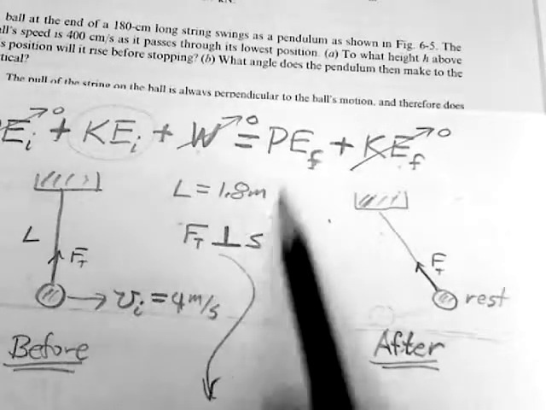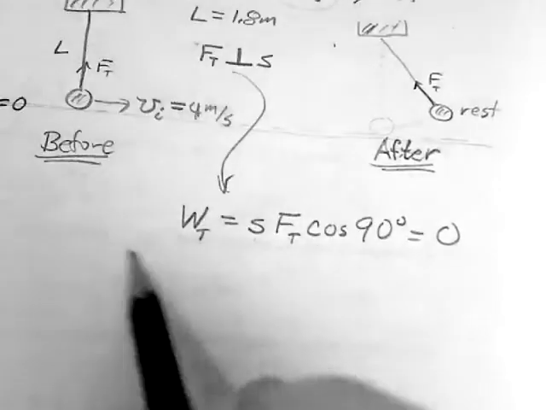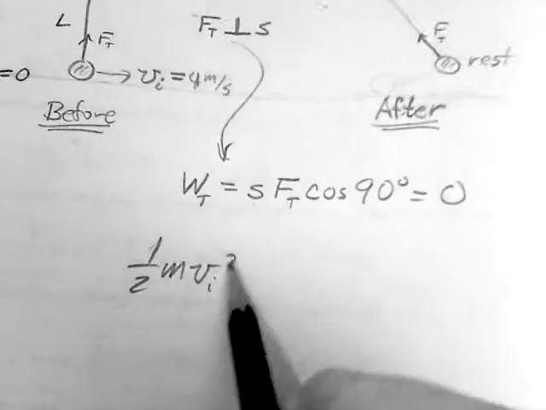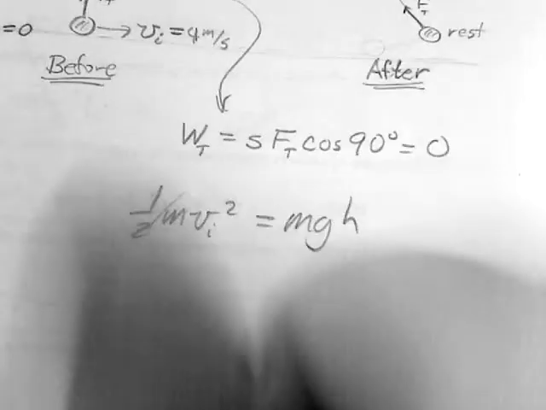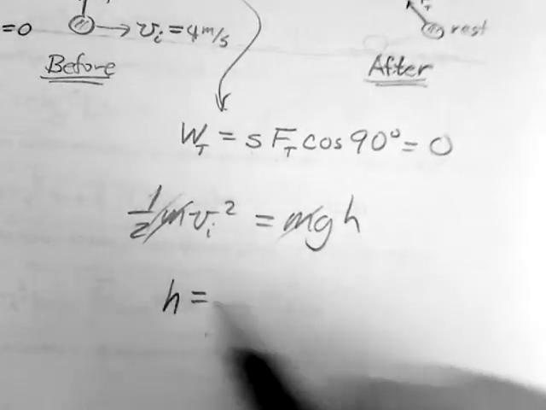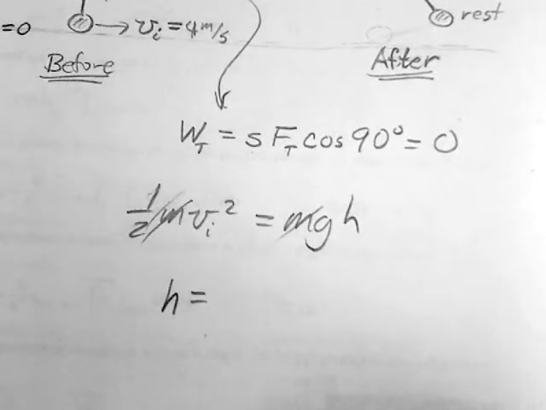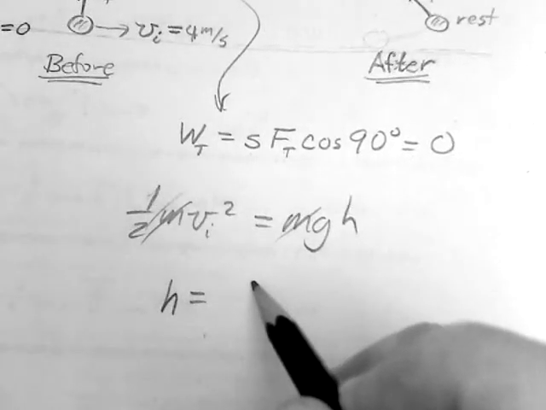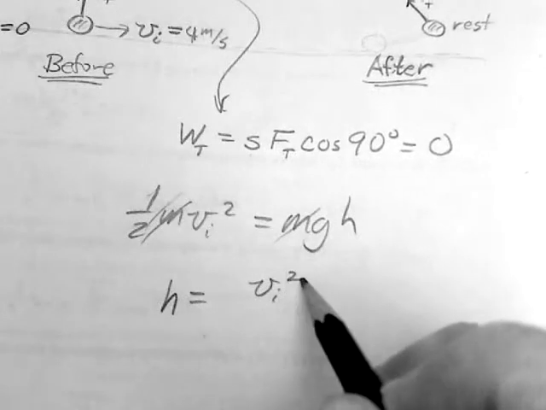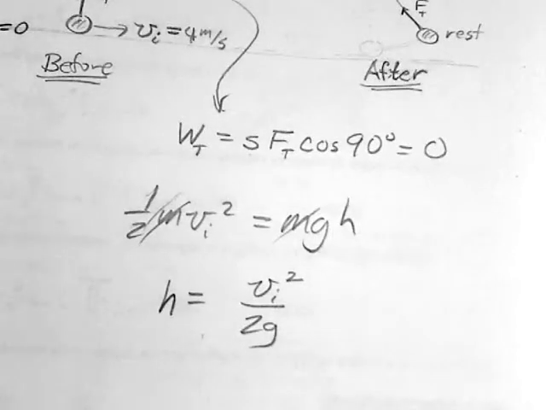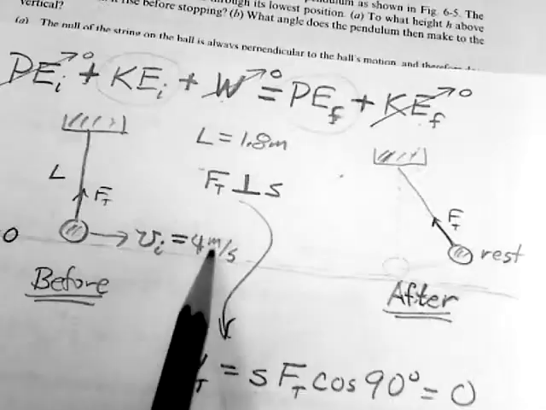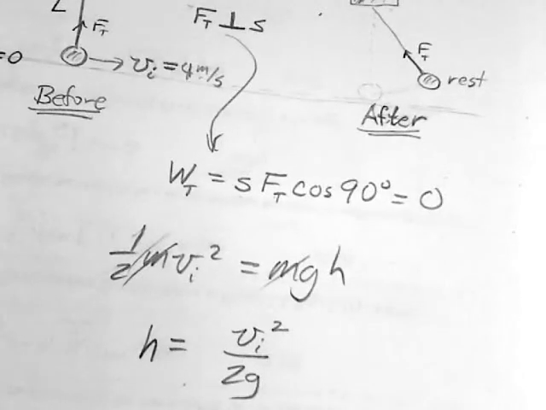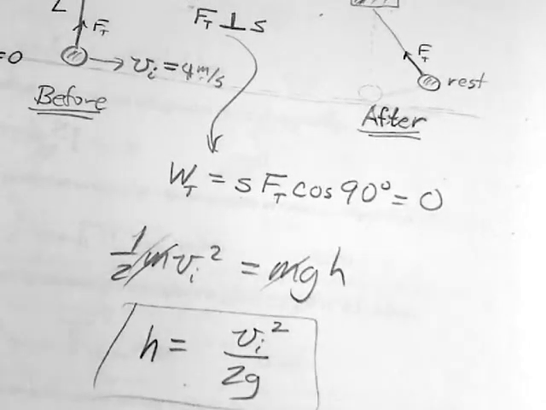You basically have the initial kinetic energy equal to the final potential energy. 1/2 m v initial squared equals mgh. The masses cancel out, and it gives us that the height that the pendulum rises is equal to v initial squared divided by 2g. They gave you the initial velocity to be 4 meters per second. You know that the acceleration due to gravity is 9.8 meters per second squared. That will allow you to find the height.